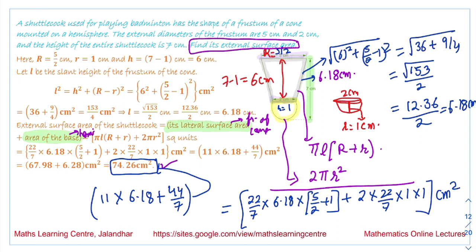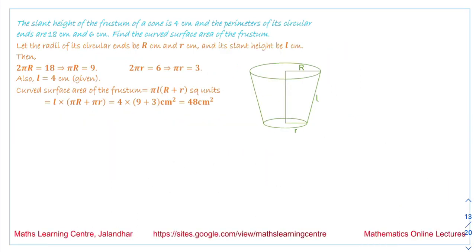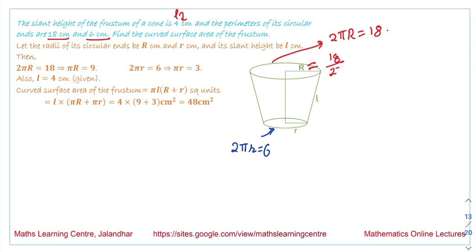Now the next question we have is, the slant height of the frustum of a cone is 4 centimeter. This is the value of L that is given to us, and the perimeters of its circular ends are 18 centimeter and 6 centimeter. So the perimeter of this means 2 pi capital R is equal to 18, and the perimeter of this end means 2 pi small r is equal to 6. So the value of capital R we will obtain is 18 by 2 pi, and the value of small r we obtain is 6 by 2 pi.